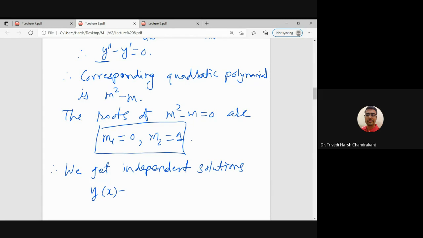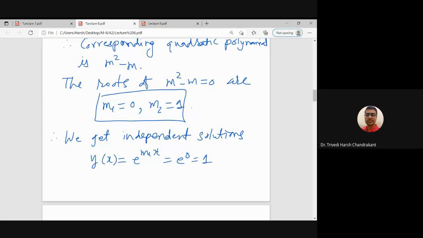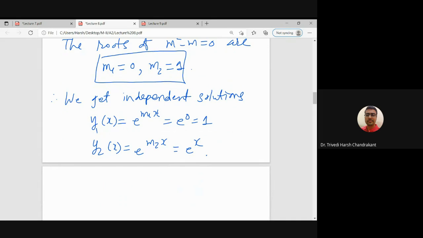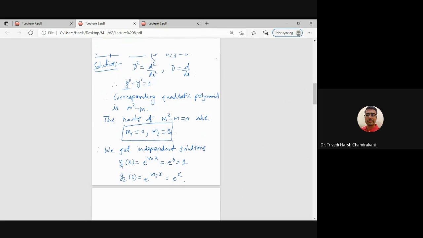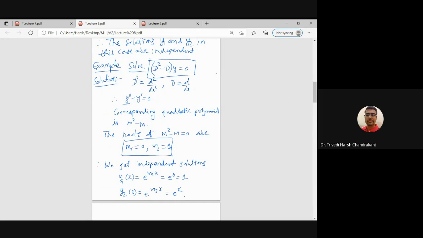The solution y(x) equals e power m1x, and m1 is 0. So that means e power 0 is 1, so this is identically the constant function one. And the second function is e power m2x, that is e power x. So we got these two solutions, the constant function 1 and the e power x function, which are independent solutions of the given differential equation. What is important in this differential equation is that it is a homogeneous differential equation, and the coefficients of y dash and y double dash are constant, right? Otherwise we cannot apply this method.